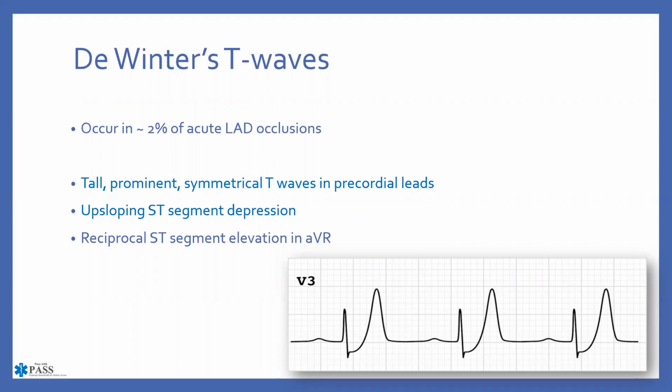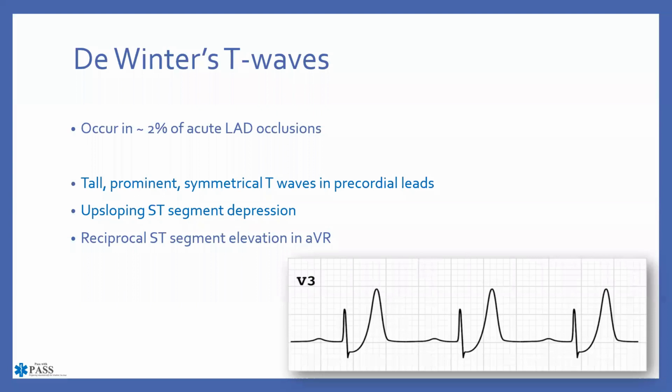And you will get a De Winter's T wave in about 2% of the patients. So what is a De Winter's T wave? Well, you guys can read as well as I can, but it is a tall, prominent, and symmetrical T wave in the precordial leads. So the precordial leads are your leads V1 through V6. Those are your chest leads, also known as precordial leads.